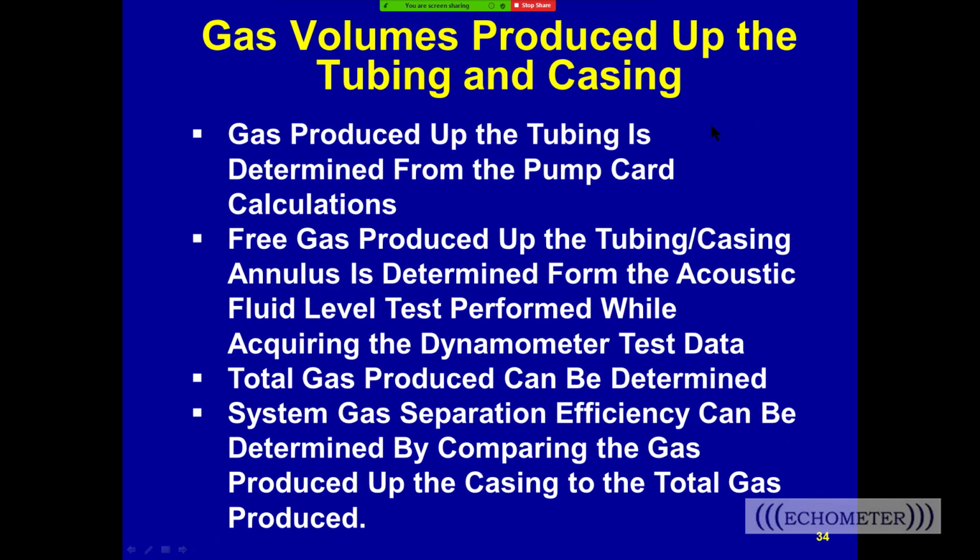Now, the gas produced up the tubing is determined at the pump conditions and the pump calculations from the pump card. And when you shoot a fluid level, you also can determine the amount of gas up the casing. And that gives you the total gas produced at the tubing and casing. And that allows us to calculate the separator efficiency.